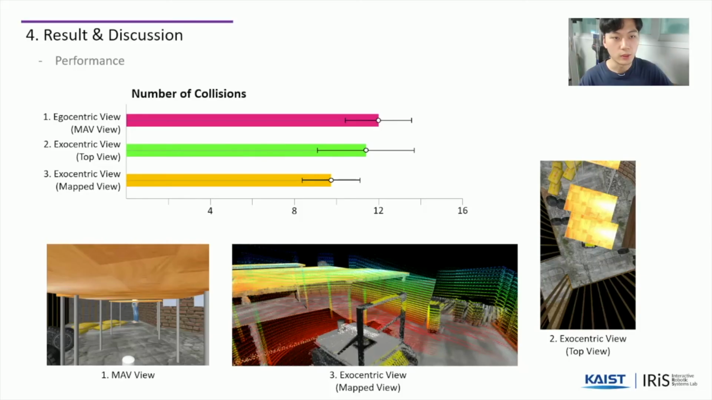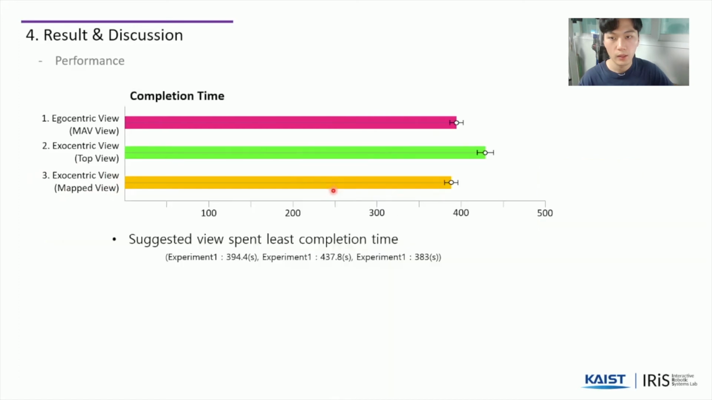I will show you the results of the experiments and discuss and analyze them. The plot above shows the number of collisions while conducting the search and rescue mission. The egocentric view, which shows the video from the camera attached to the MAV, has the largest number of collisions, and our suggested view had the smallest number of collisions. In the case of completion time, the top view, which shows the video from the camera attached to the drone, shows the longest completion time, about 50 seconds more than the others.